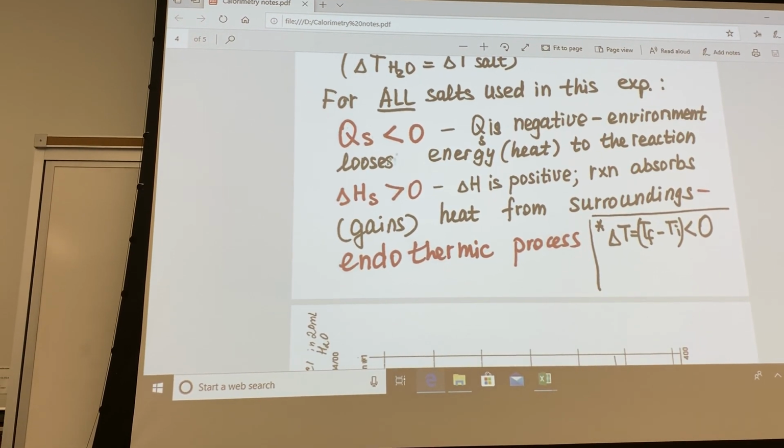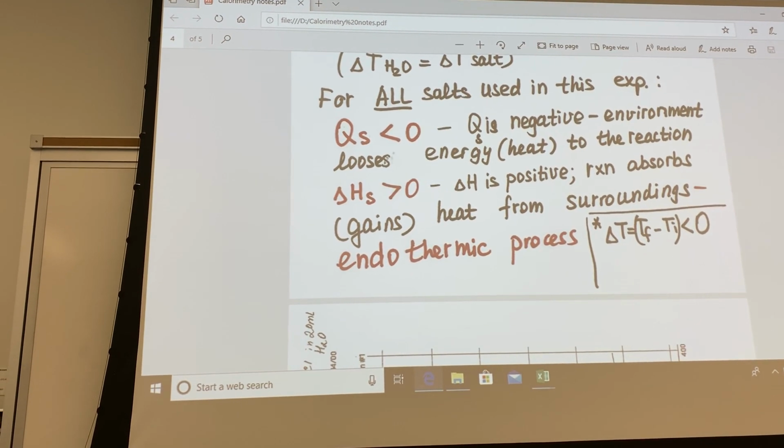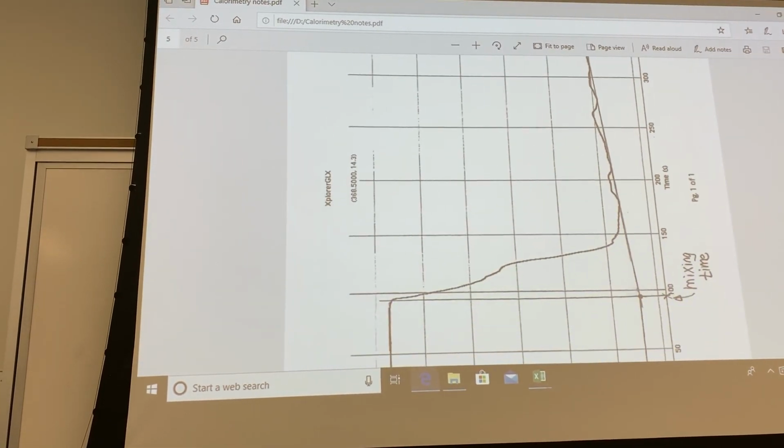So what would the curve look like, and how would we find delta T? Let's take a look.